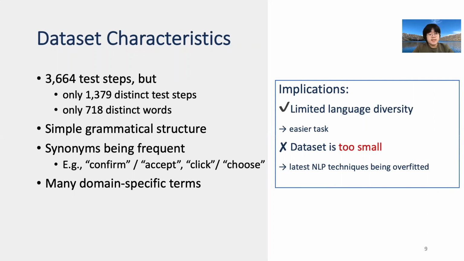These characteristics provide both pros and cons. For pros, limited language diversity makes the clustering task easier. For cons, compared with common datasets from natural language processing, our dataset is too small, so that the latest learning techniques will easily overfit and have poor performance.